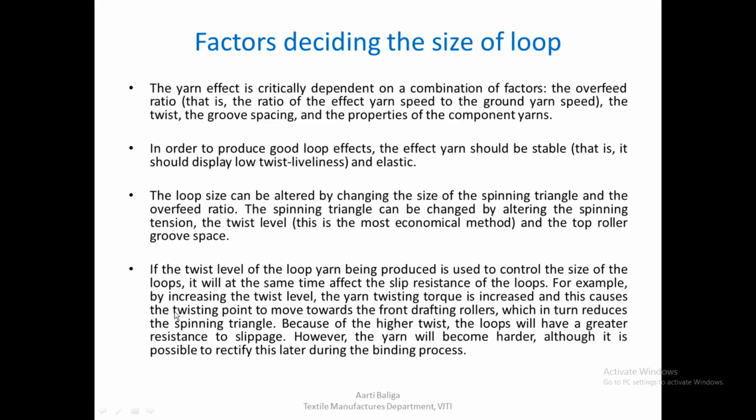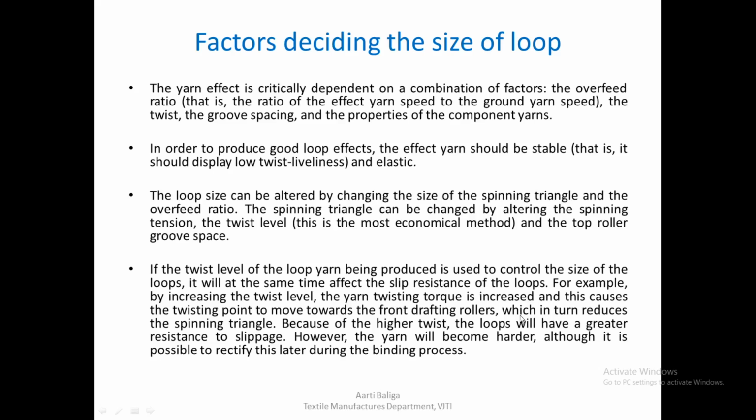For example, let us say that we have increased the twist level in the final yarn. In that case the yarn twisting torque is increased, and this causes the twisting point to move towards the front drafting rollers. So that means the twisting point would go further towards the drafting rollers if we were to increase the twist levels, and therefore it results in reducing the spinning triangle.